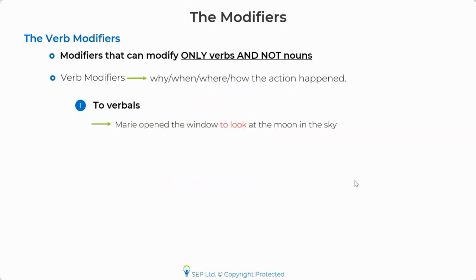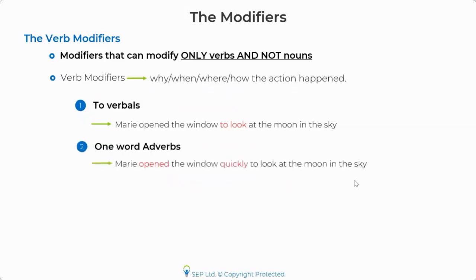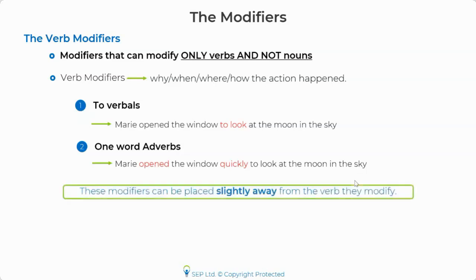For example, Marie opened the window to look at the moon in the sky. Here, to look is not the verb. Okay. And to look is not giving me additional information about the window. It's giving me information about why Marie opened the window. Okay. Then you have the one word adverbs, especially you would remember the ly words. They tell us the manner of the action. So how did Marie open the window? She opened it quickly. Now, so these are the ones which modify only the verb.